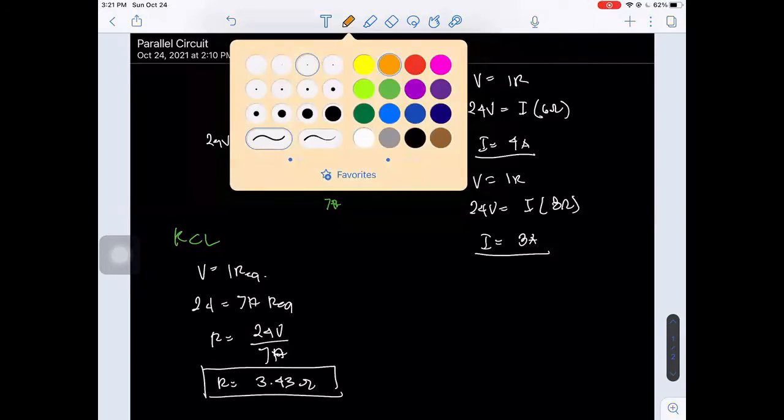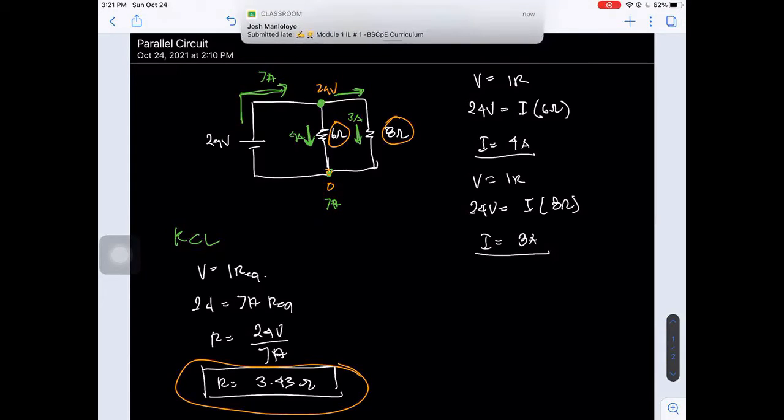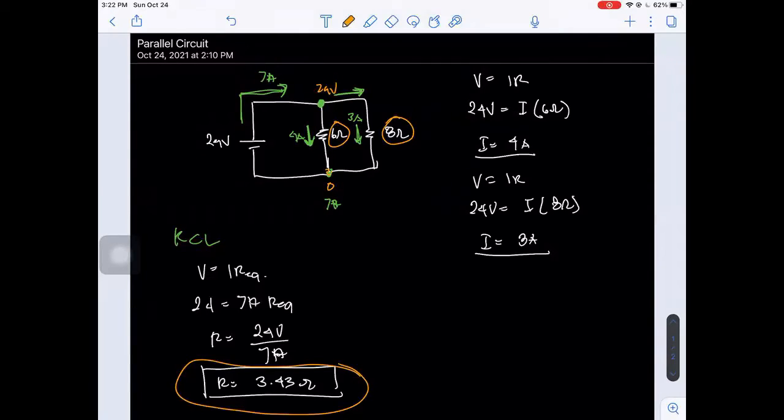Notice that this 3.43 ohms is less than each of the resistors, 6 ohms and 8 ohms. Yes, it's true. It's because as you add more resistors connected in a parallel circuit, the total resistance decreases. It's because there is more current that will flow in a parallel circuit.